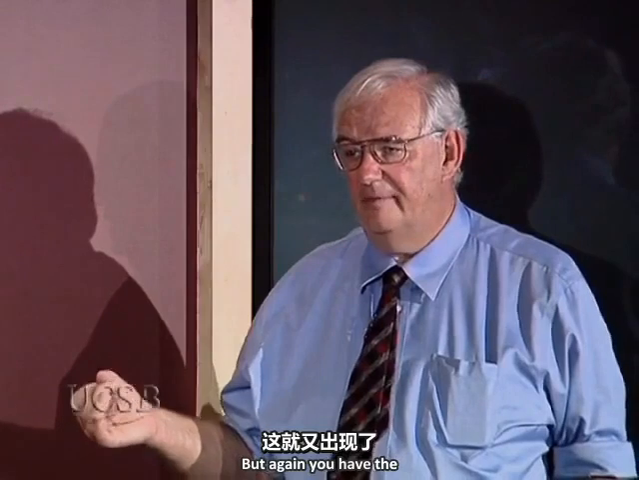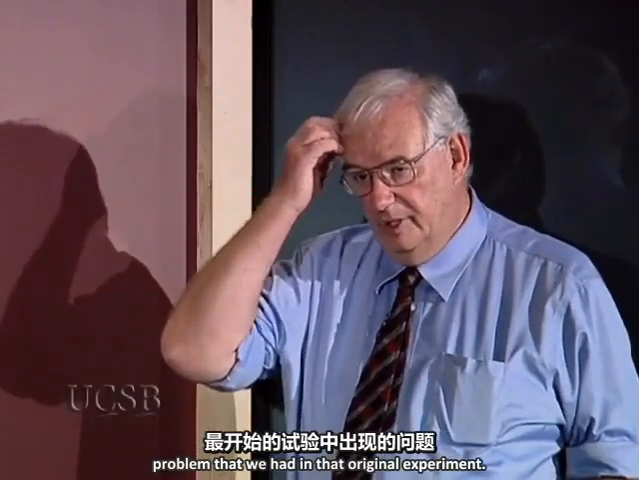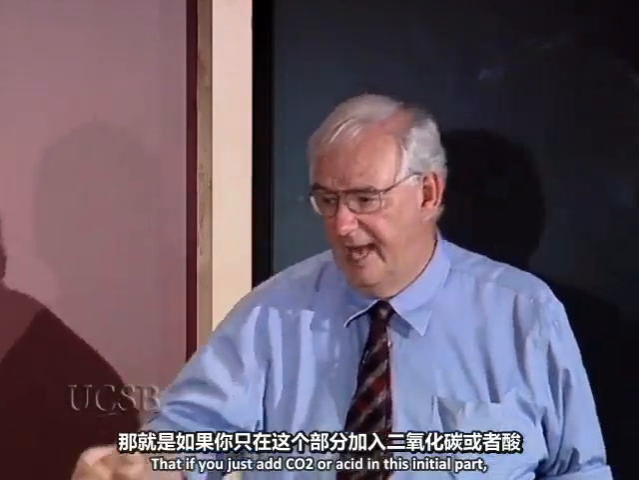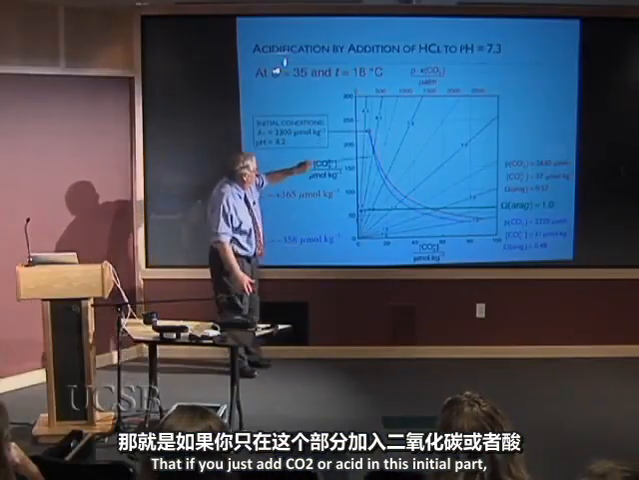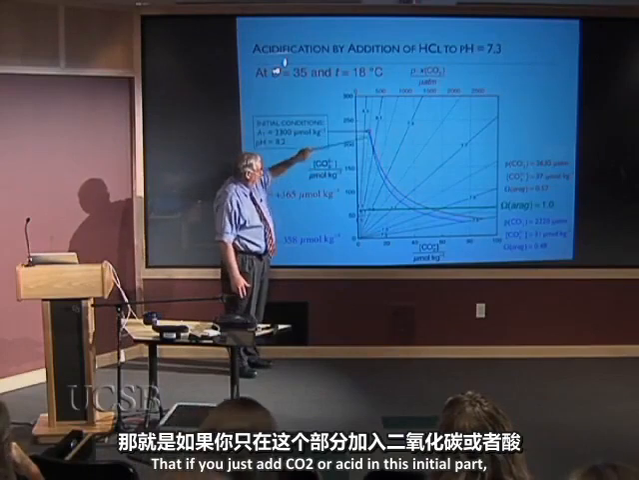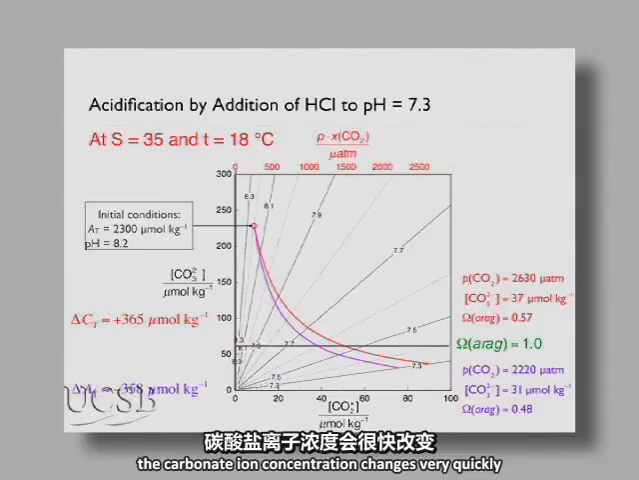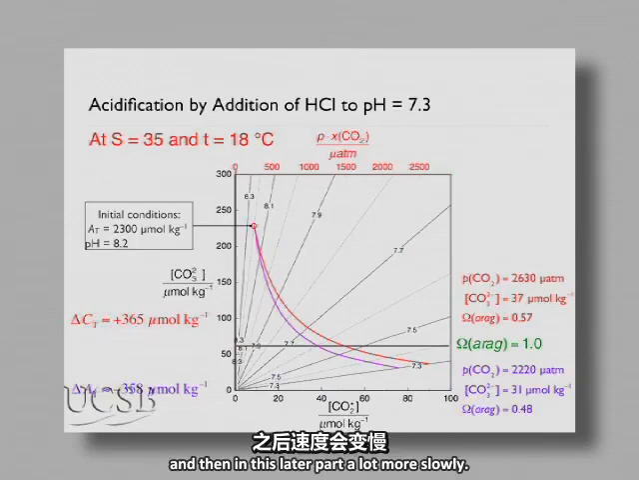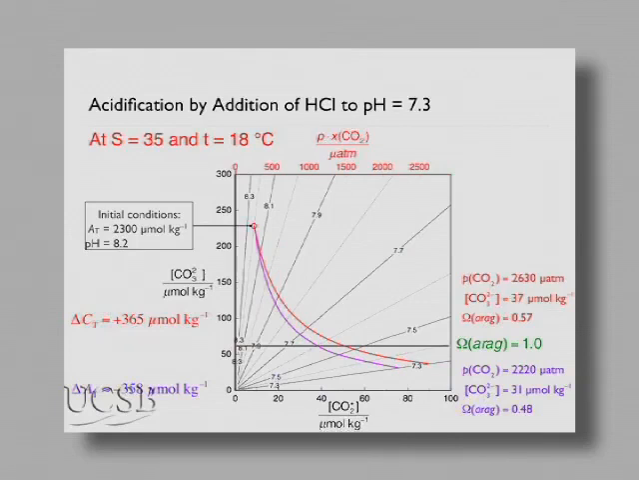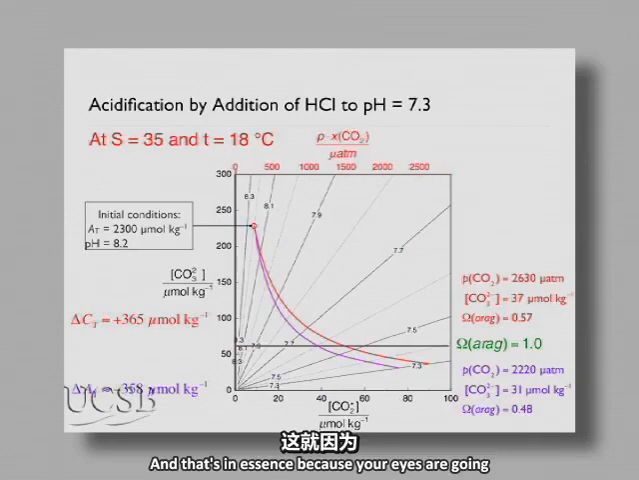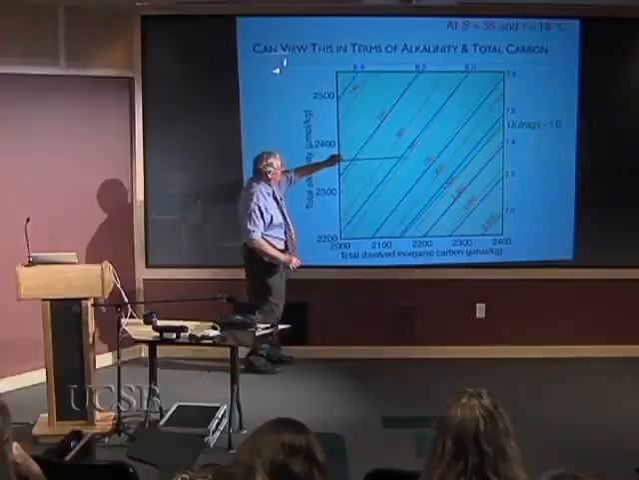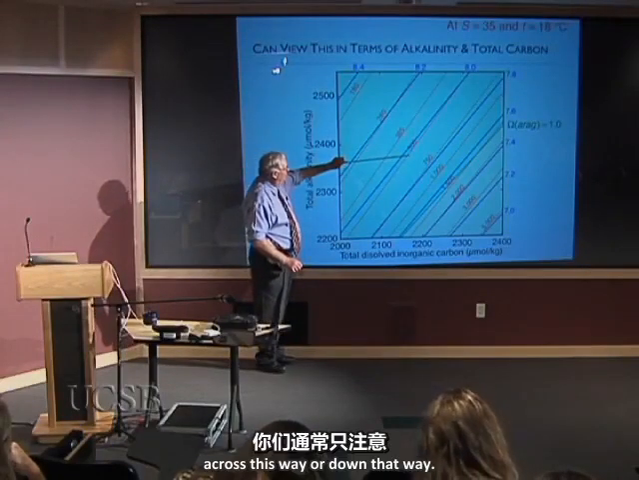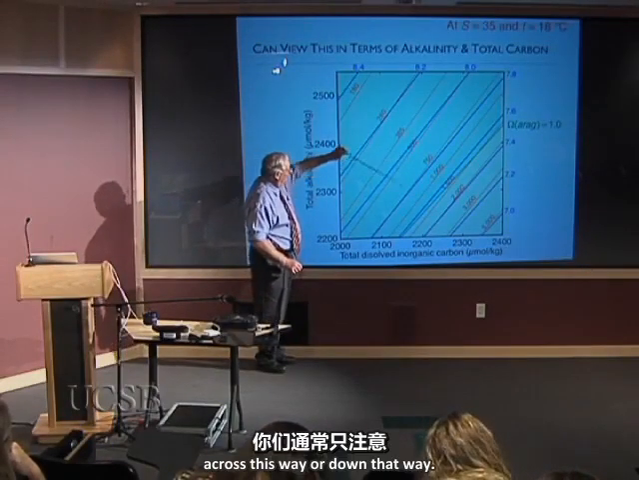But again, you have the problem that we had in that original experiment, that if you just add CO2 or acid, in this initial part, the carbonate ion concentration changes very quickly, and then in this later part, a lot more slowly. And that's, in essence, because you're either going across this way or down that way.